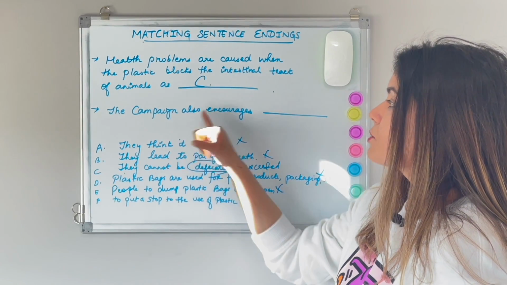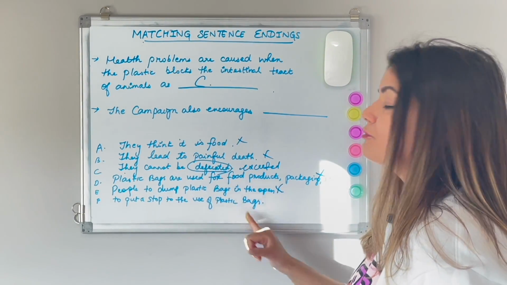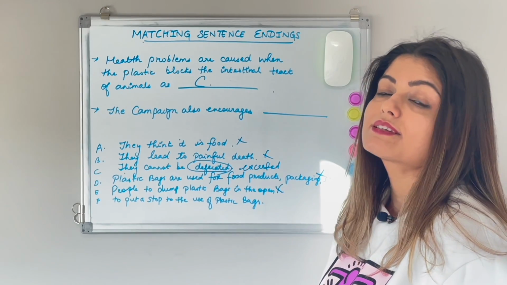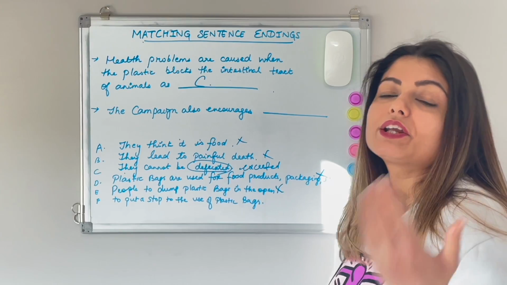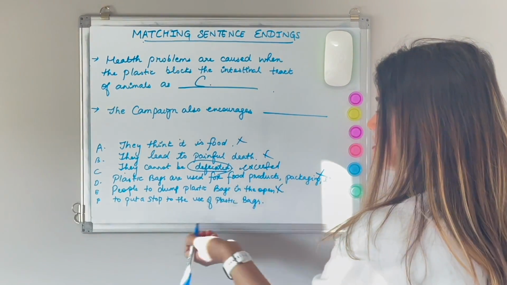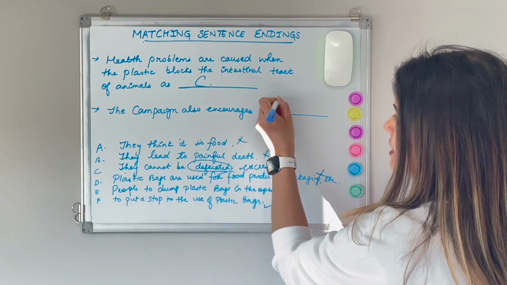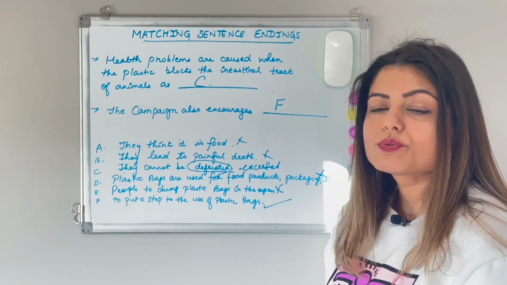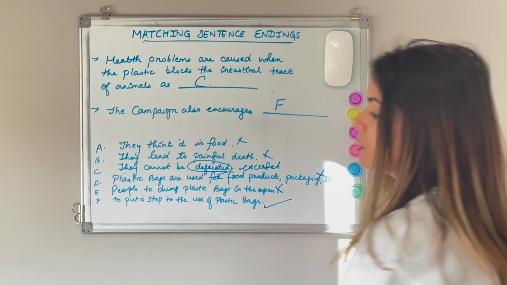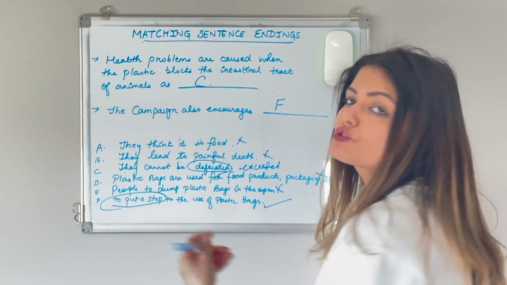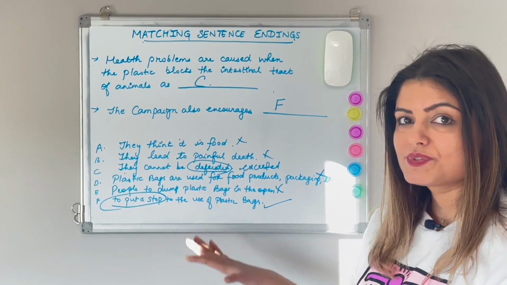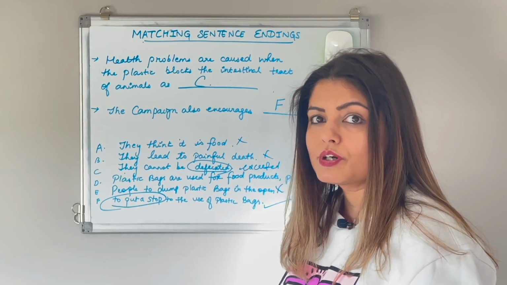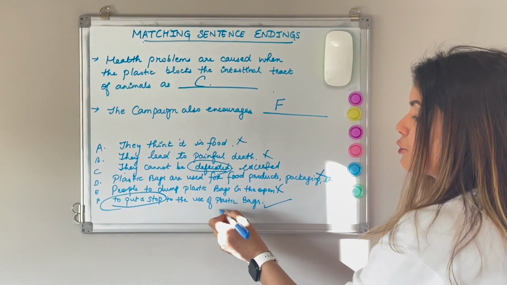The campaign also encourages to put a stop the use of plastic bags. Well, yes, they want the plastic bags to be banned completely. They are encouraging the banning of plastic bags. So this is the correct answer. So the correct answer in this case would be F. Again, instead of using the word banning, they have used the line to put a stop to, which means the same as banning. So in this case, again, they have said the same thing in a different manner, but it means the same. So we have to go by the meaning of the sentence.